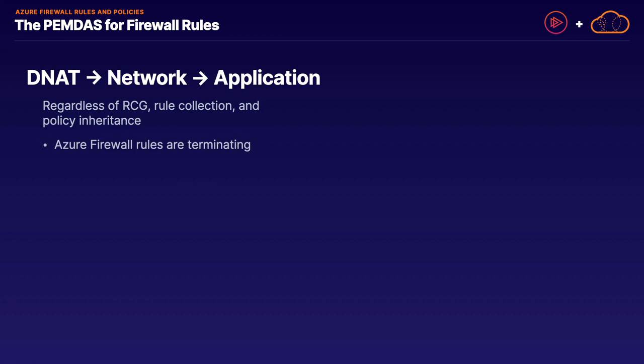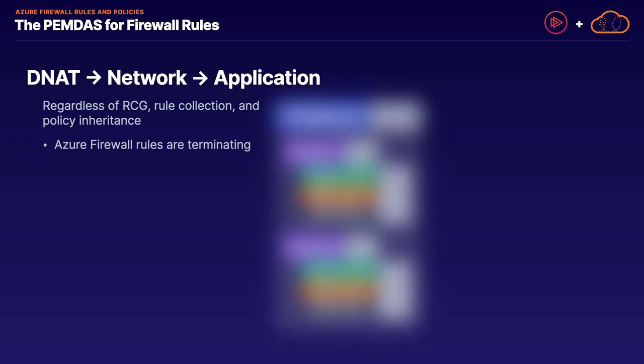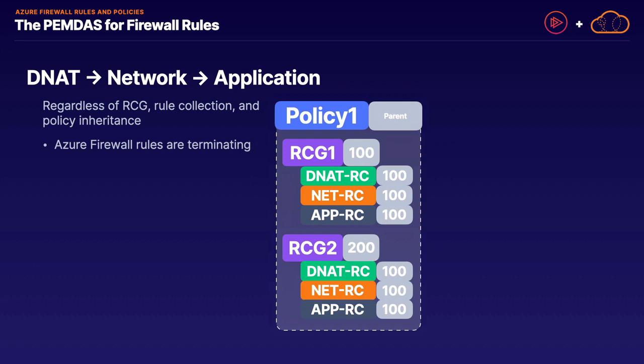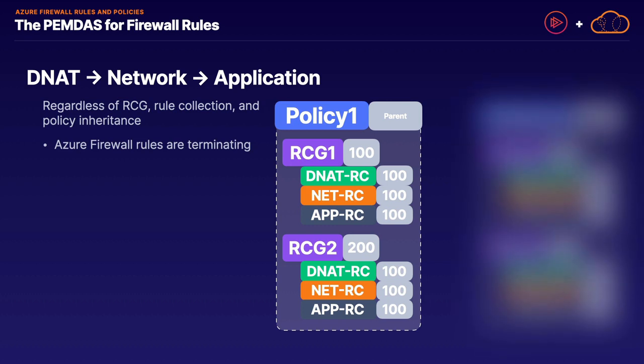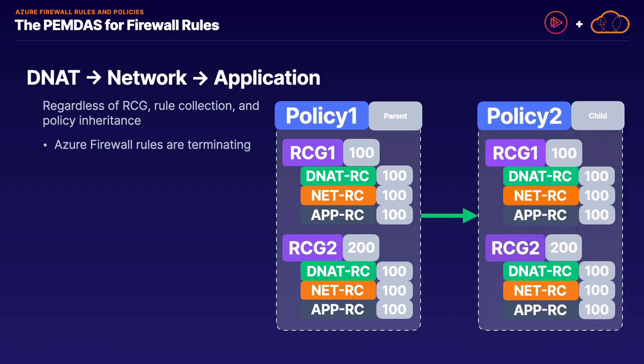Now, I think it's easier to understand the order of operations of evaluating what rules take precedence over other rules by actually having an example. So let's say we have a parent policy here, right? And inside of this parent policy, we have our rule collection groups, and then inside of those are rule collections for DNAT, net, and application rules, and then the rules exist actually within those rule collections. Now let's say we have policy 2, right? This could be the child policy of policy 1. And it has all of the same components, the rule collection groups, the rule collections, and the rules that exist inside of those rule collections of each type. And it's inheriting all of those rules that are on policy 1, plus it has its own rules.